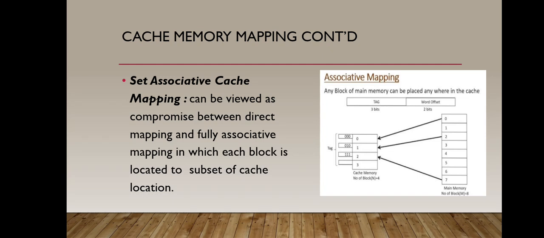With a set associative cache mapping, it can be viewed as a compromise between direct mapping and fully associative mapping, in which each block is located to a subset of cache location, as you see on the diagram.